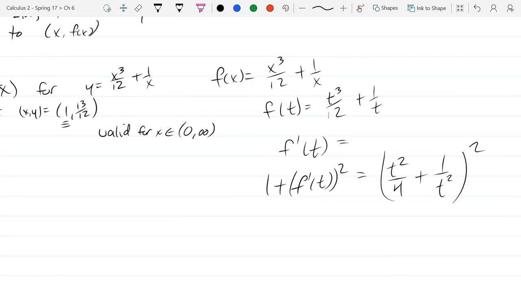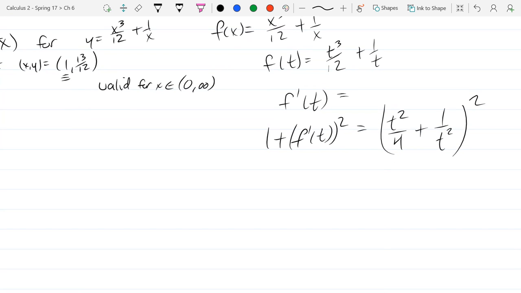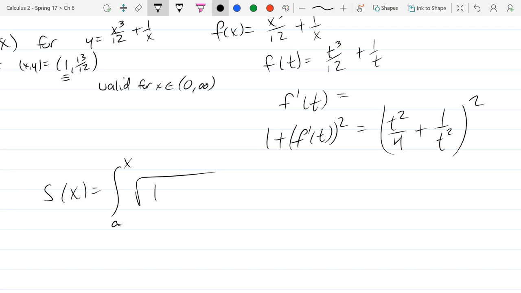That is as simple as we can get, and we'll just rewrite s of x, the integral from a to x of the square root of 1 plus f prime of t squared dt, is the integral. What is our a value?